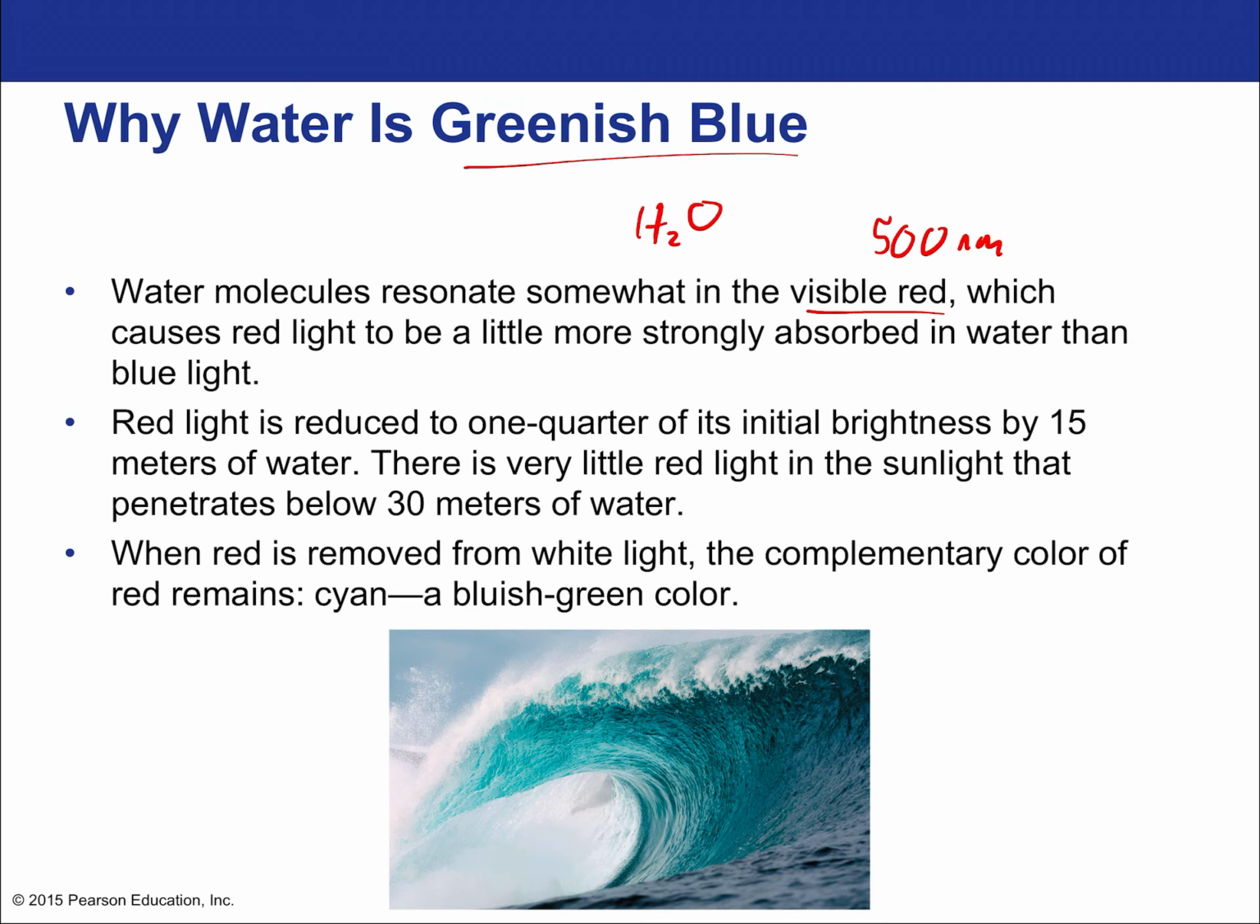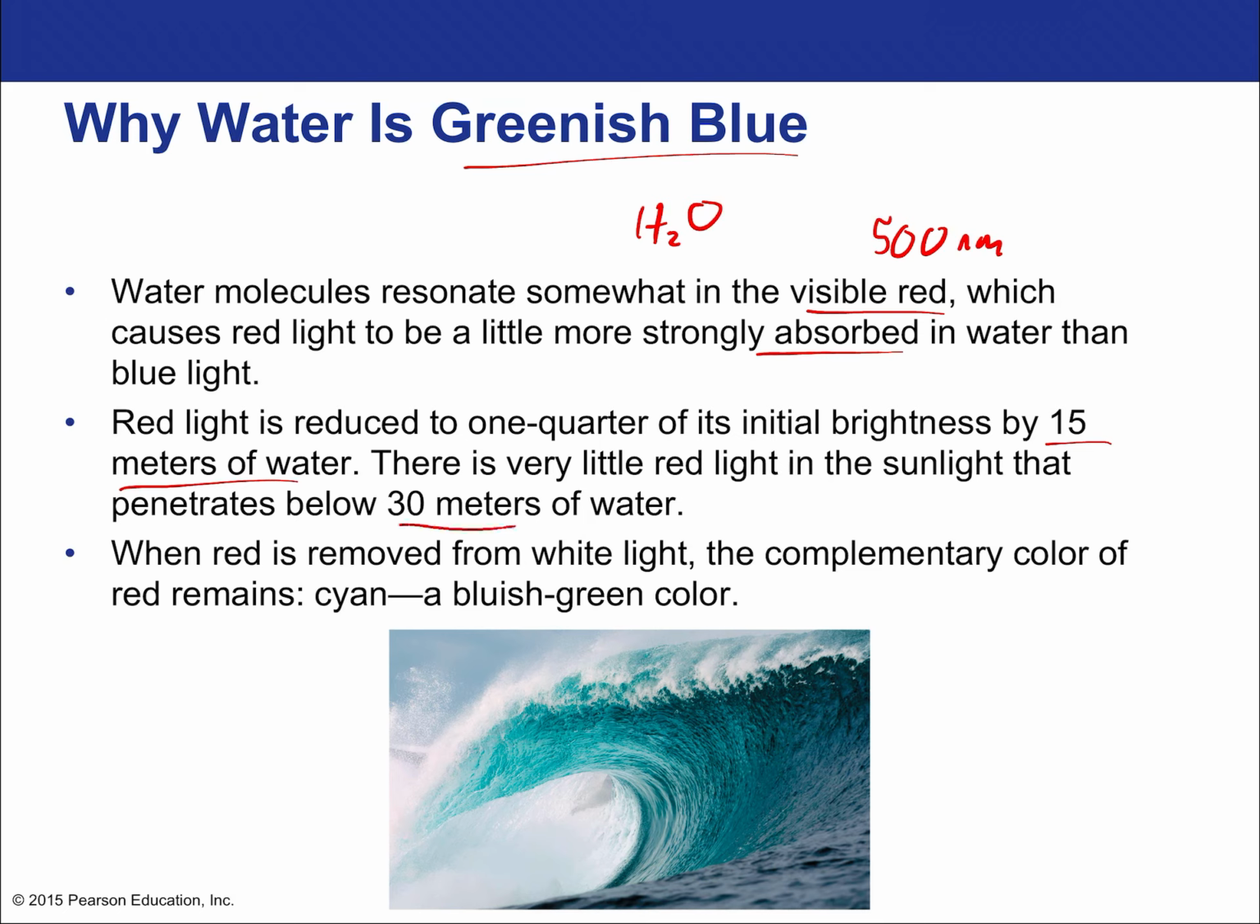Okay, and so it causes the red light to be a little more strongly absorbed in the water than the blue light. So red light is reduced to 1/4 of its initial brightness by 15 meters, just a case in point that red light is effectively disappearing or turning into another form of energy. And there is very little red light in the sunlight that penetrates below 30 meters. At that point, it's only the blue light that's going to penetrate more deeply.